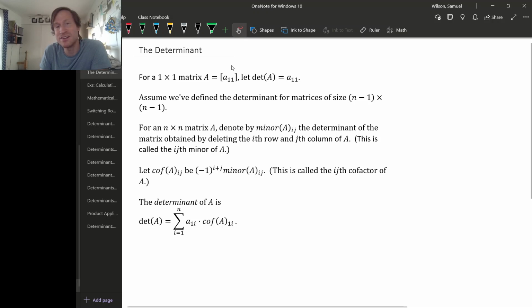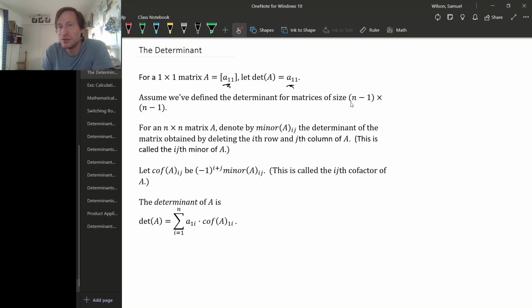We're going to start defining the determinant on a size 1 by 1 matrix, and then we will use that to define it on size 2 by 2, and then use that to define it on size 3 by 3, and so on. So for a 1 by 1 matrix, which is just a scalar, the determinant of the matrix is just that scalar. So it's just the single entry in the matrix.